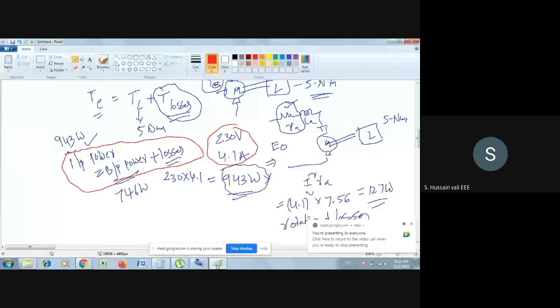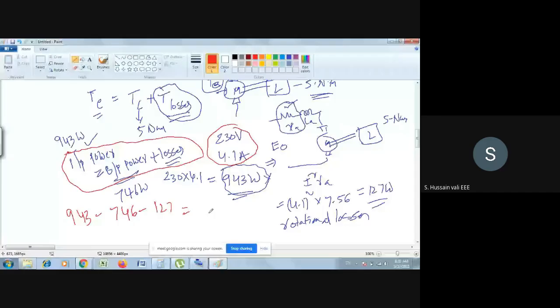Two types of losses we are considering here, because in the data also he has given, as per the data we consider only two. Copper loss in the armature resistance. How will we find that? 4.1 whole square into 7.56, that is I square R. Then we got the copper loss. What is the other loss? It is the rotation loss. So we will find out the rotation loss now. How to find out rotation loss? 943 input minus output minus copper loss.